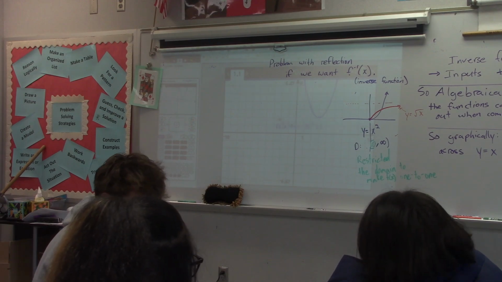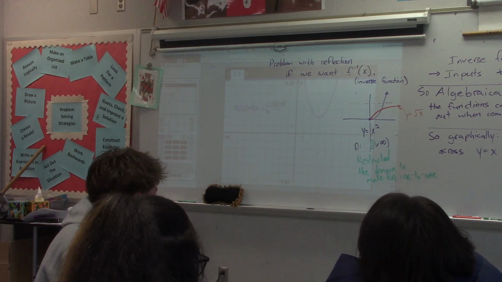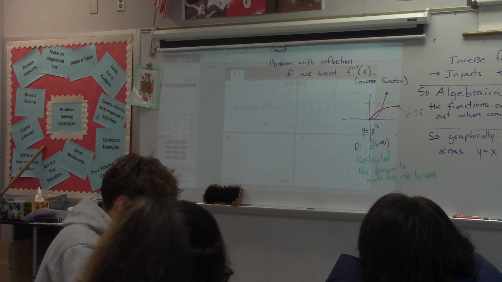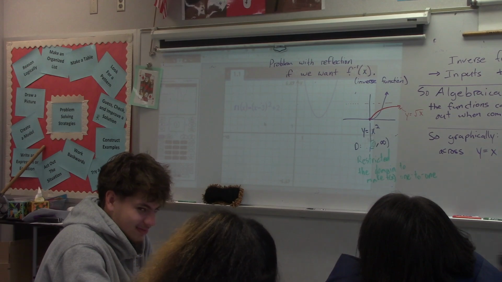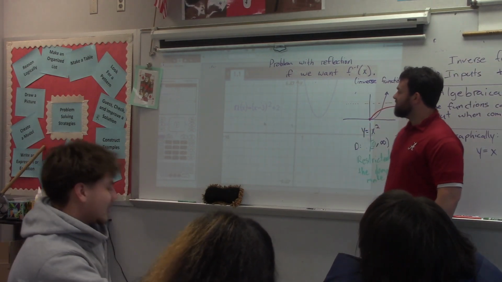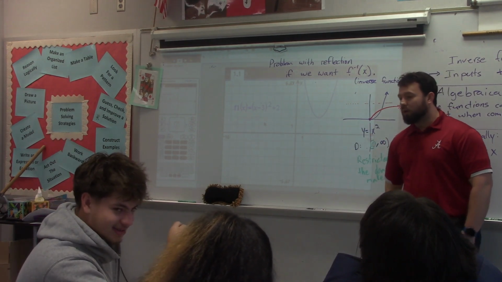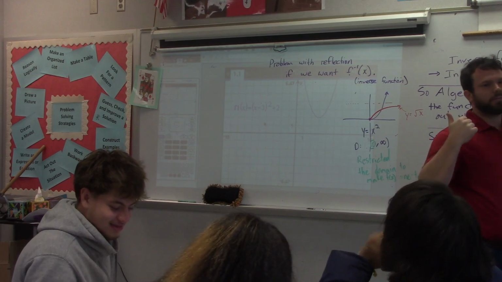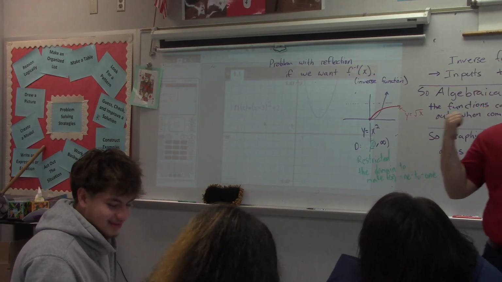All right, so ladies and gentlemen, I graphed on the calculator the function f of x equals (x minus 3) squared plus 2. Notice the vertex is to the right 3, up 2, stuff we've dealt with in the past. What I want you to do, first off, let's ask this question, is that an invertible function?